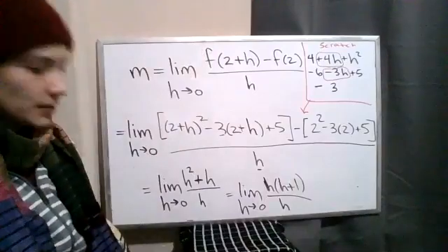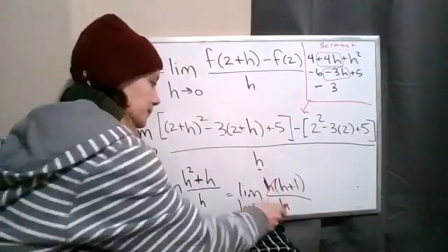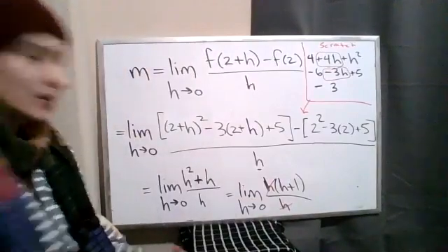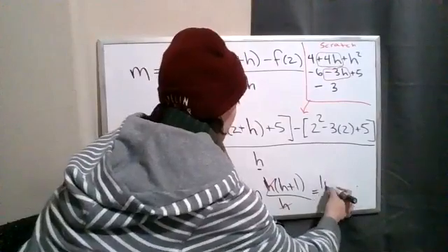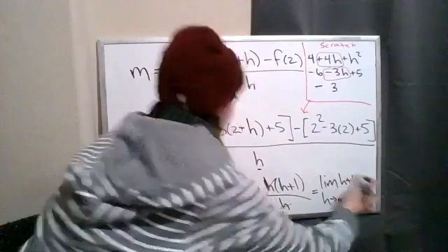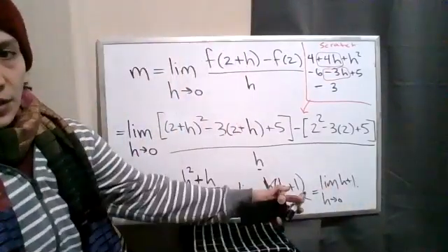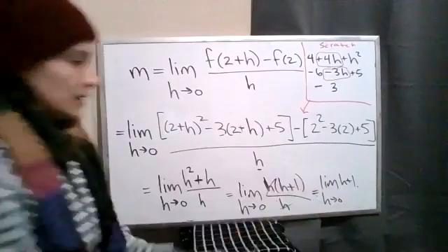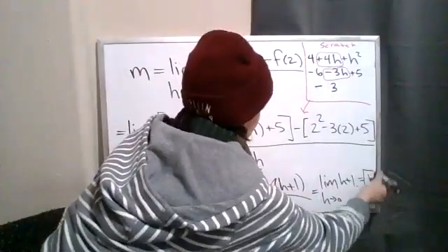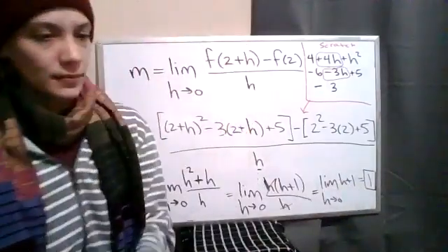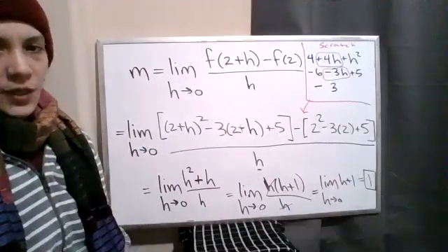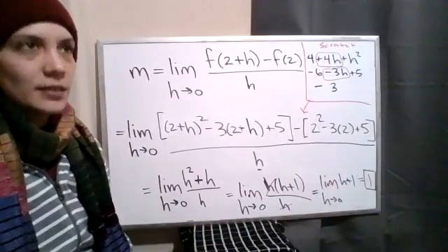And then have the h's cancel or reduce. Take the limit as h goes to 0 of h plus 1. So h is going to 0 and the limit equals 1. Cool, that was much better. So we could have done the problem the previous way, it's just messy.